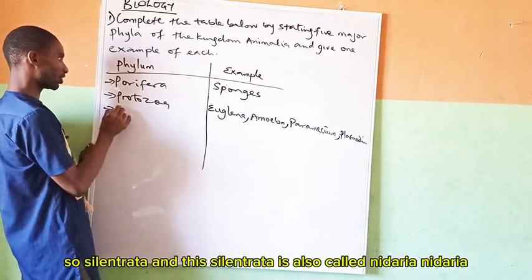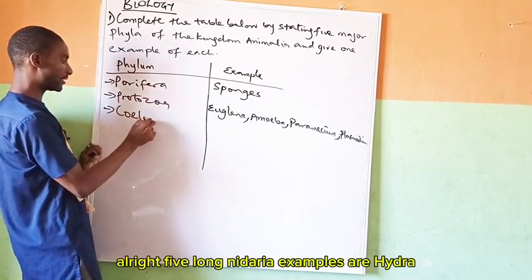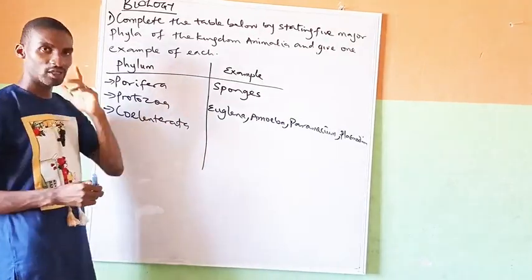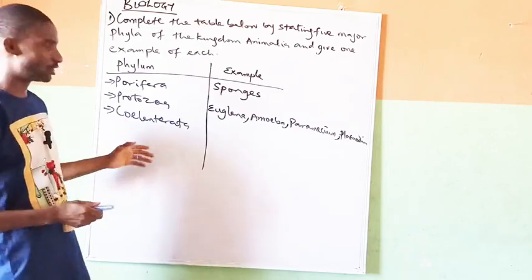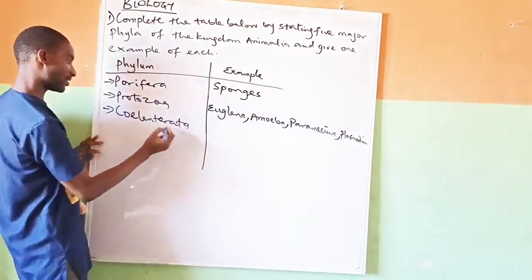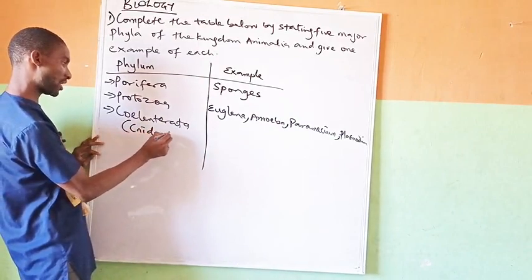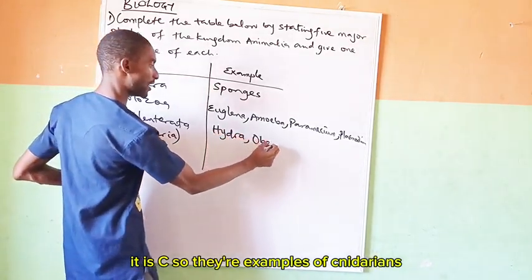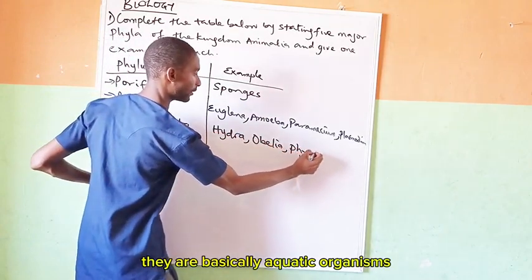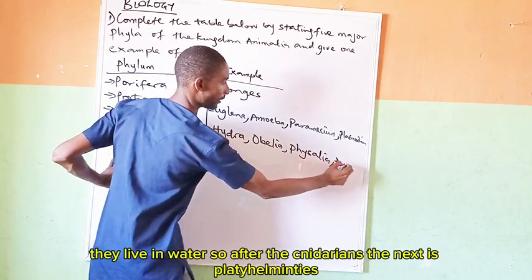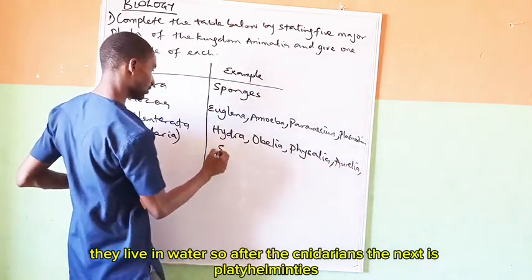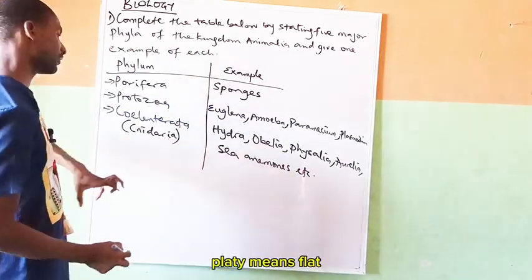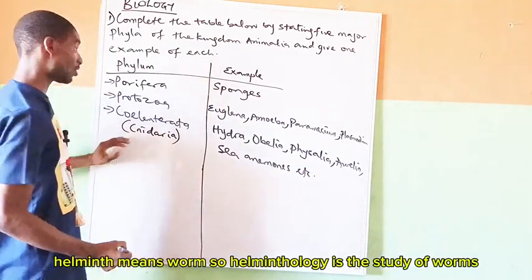Now let's move to the next, the phylum Coelenterata. Some people call it coelentrates. This Coelenterata is also called Cnidaria, phylum Cnidaria. Examples are Hydra, Obelia, Physalia, Aurelia, sea animals, etc. They are examples of coelentrates. They are basically aquatic organisms.